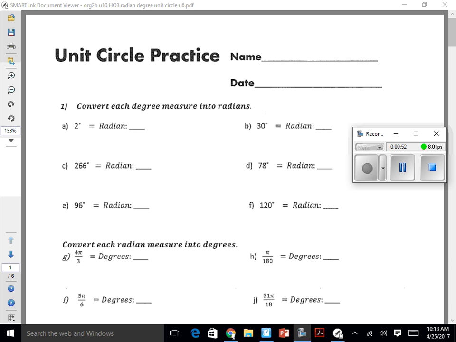Can you picture a rainbow? If you take pieces of the rainbow, you're taking part of a radian. If you take the whole rainbow, you have 3 radians.